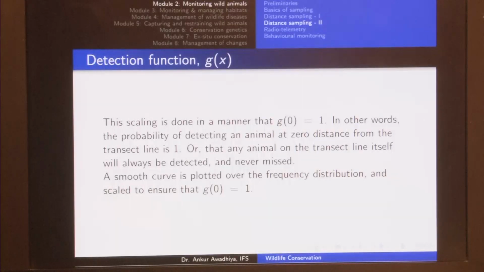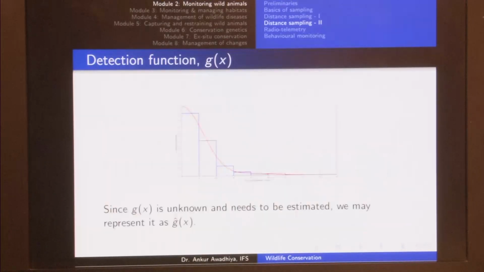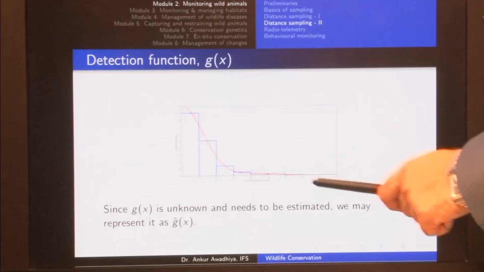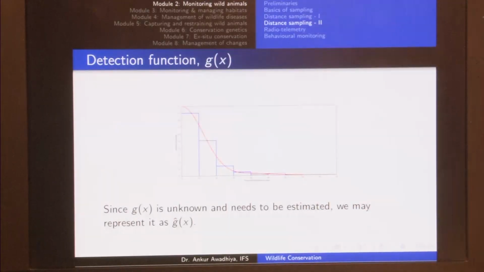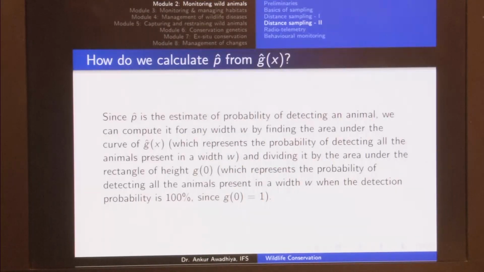In other words, the probability of detecting an animal at 0 distance from the transect line is 1, or any animal on the transect line itself is always detected and is never missed. So, we draw a smooth curve over the frequency distribution and scale it to ensure that g at 0 is 1. This is the curve that we have gotten. The making of this curve is now simplified because we have these bars, we made a smooth curve, and then we scaled it such that the top is at 1. Now, once we have this g of x, how do we get the probability, the value of p hat?